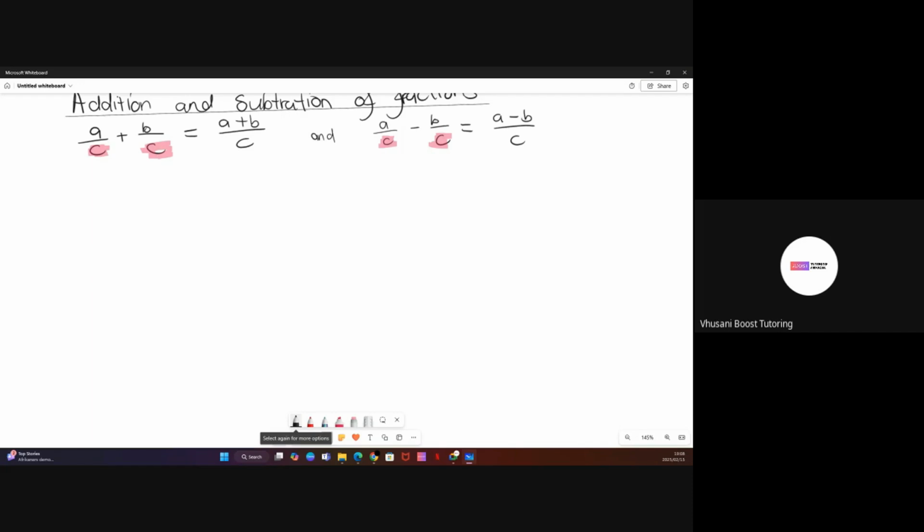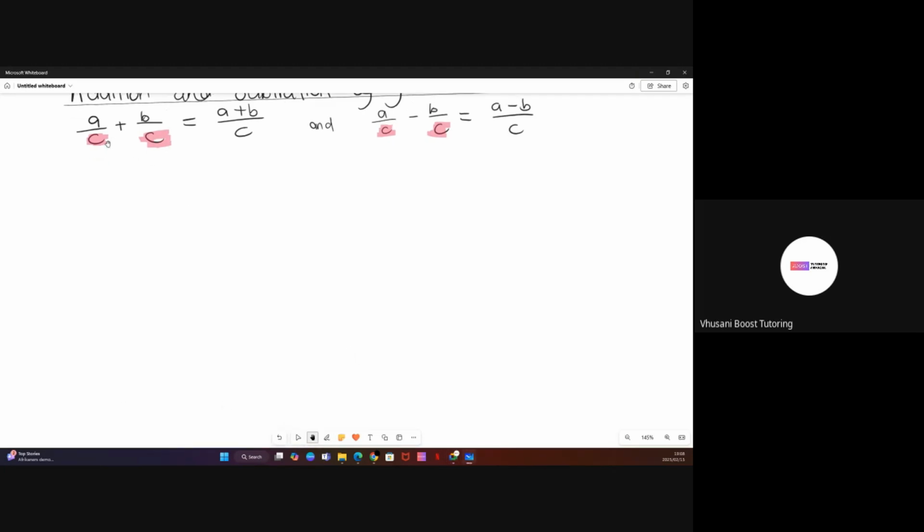Is everyone okay with this? Put a thumbs up. Okay, perfect. You should be okay with this because it's quite simple. So I'm going to do a couple of examples of when we have a common denominator, and then as we finish this first part, I'll show you where the denominators are different and what to do in that case.